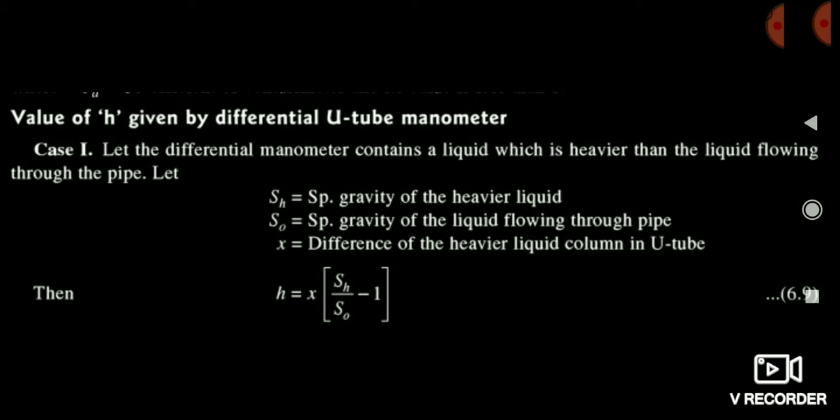And friends, if you are a little bit confused about which one is heavy, you can clearly understand this formula. SH is the heavier liquid, so SH by S naught is always greater than 1. Then only can we subtract 1 in the formula.